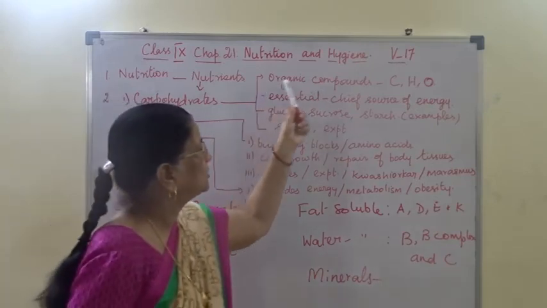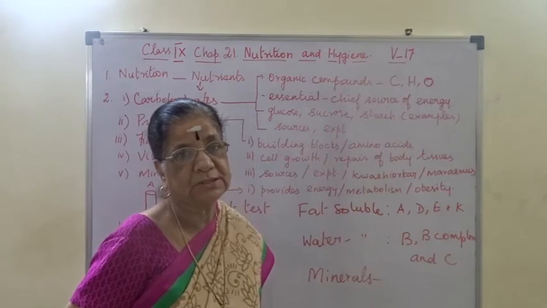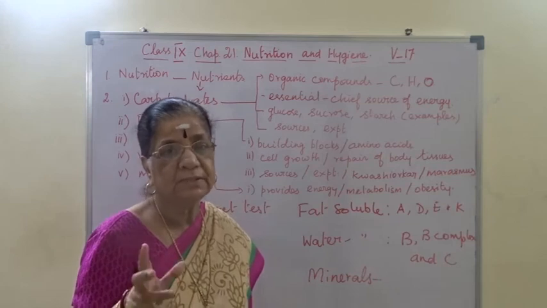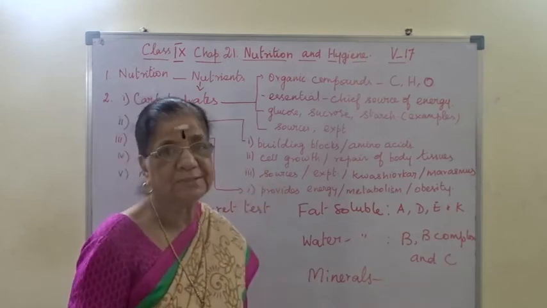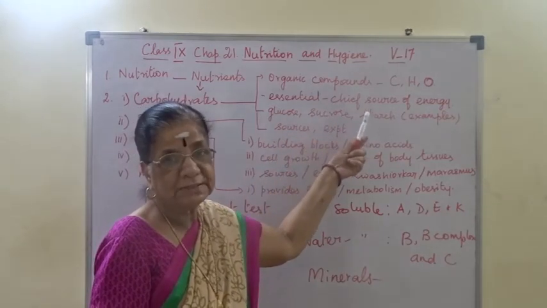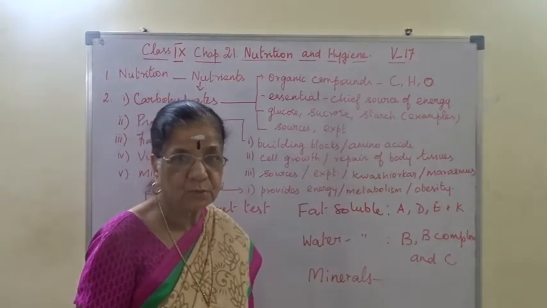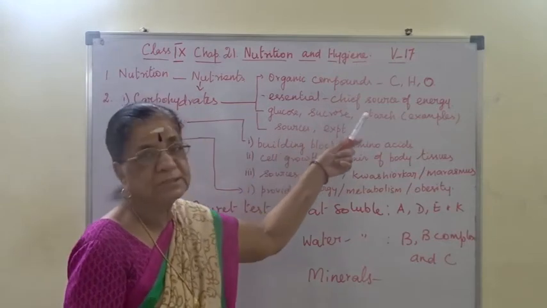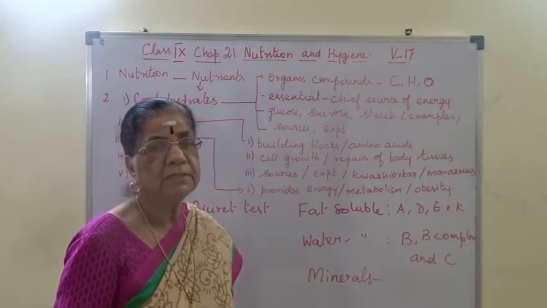They are organic compounds of carbon, hydrogen and oxygen. Carbohydrates will have only three elements: carbon, hydrogen and oxygen. Examples: glucose, sucrose, galactose, maltose and starch. These are all examples. There are many examples in the textbook that we will study. And the main function of carbohydrates is that they are essential nutrients.